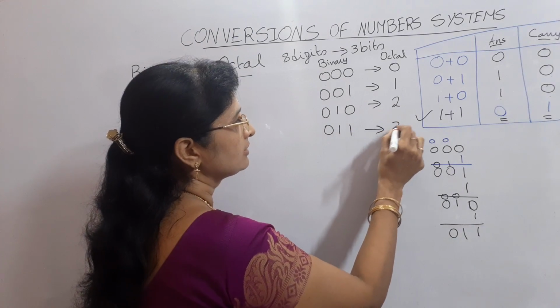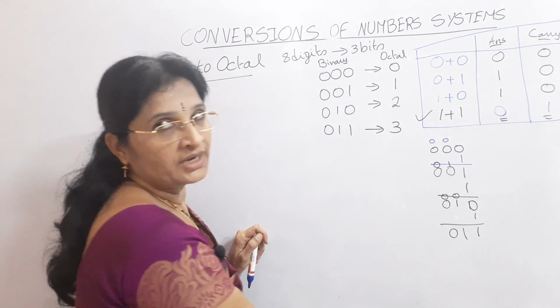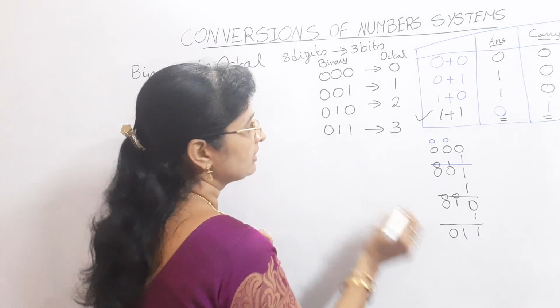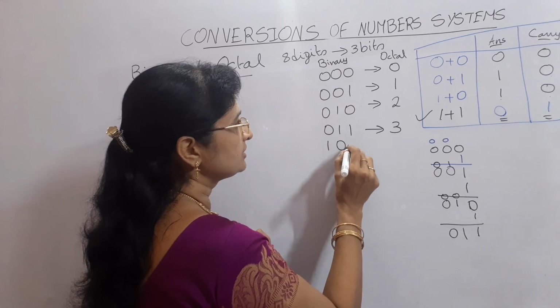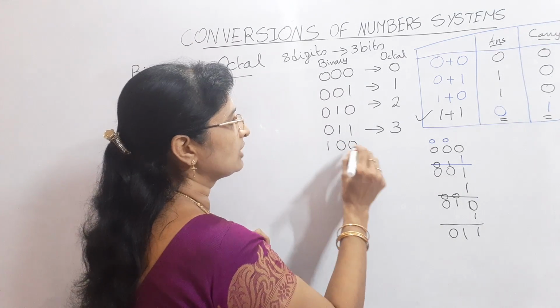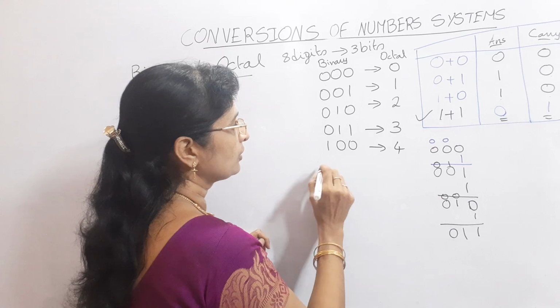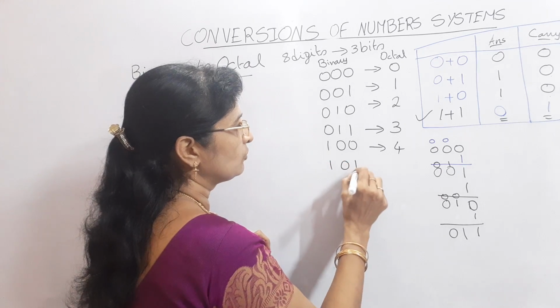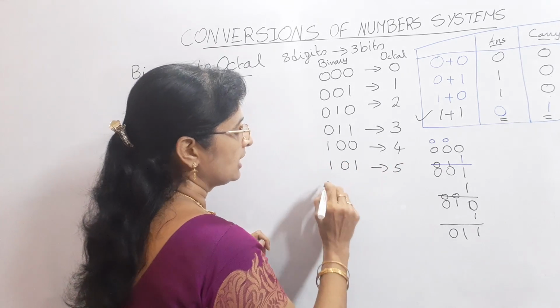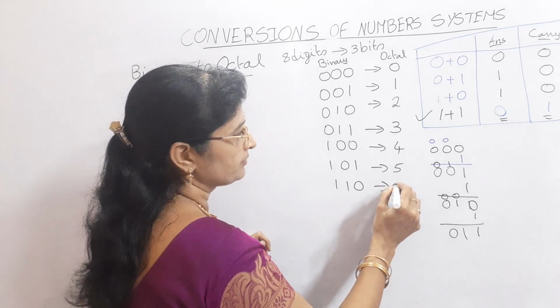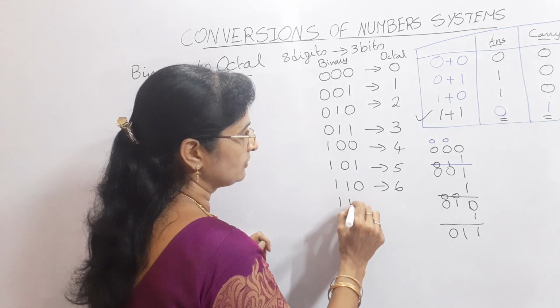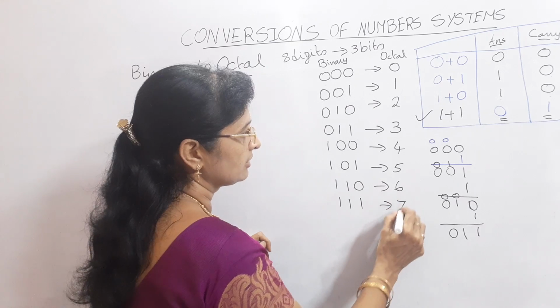This is for 3. So this process must be continued until you get the number 7. So I am writing the answer here. Next, for digit 4 you will get 100, that is 4, and next one is 101, this is for 5, and the next one is 110, and this is for 6, and 111, and this is for 7.